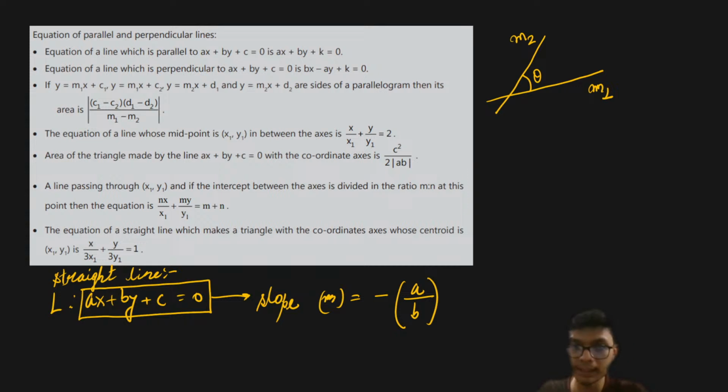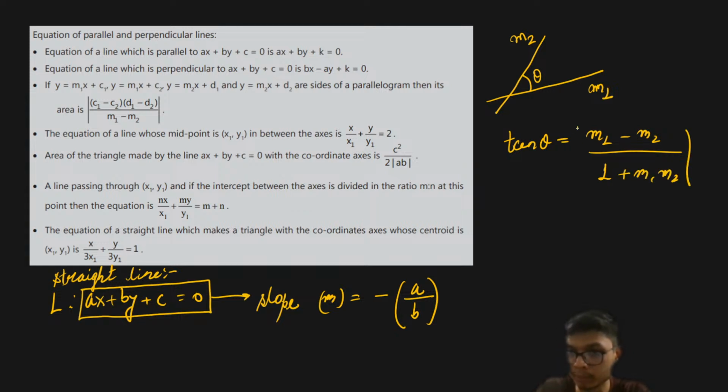If I need to calculate the angle between the straight lines, I am simply going to use the concept that tan theta is given as m1 minus m2 divided by 1 plus m1 m2, and the mod of it, because we want the acute angle, right? So from here you can easily calculate the angle between two straight lines.